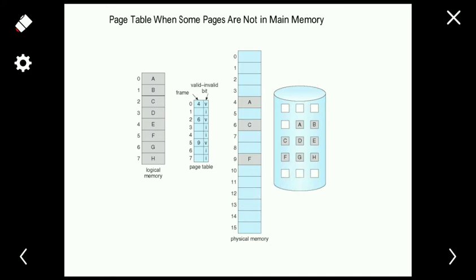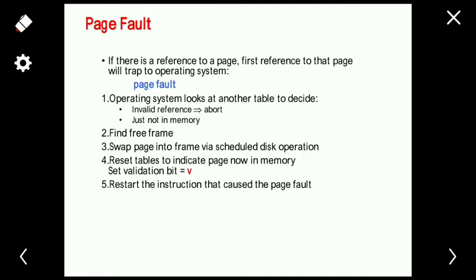If there is a free frame, then it will find the free frame and swap the page from the secondary memory to the main memory. Then it will reset the table to indicate the page is now in the main memory with the validation bit V, and then restart the instruction that caused the page fault. So it is going to reset the table here.